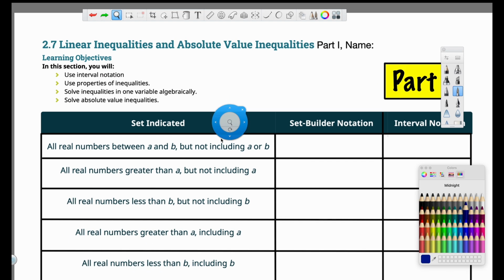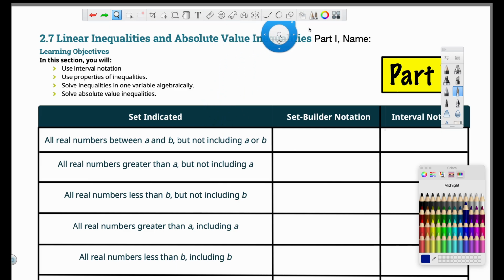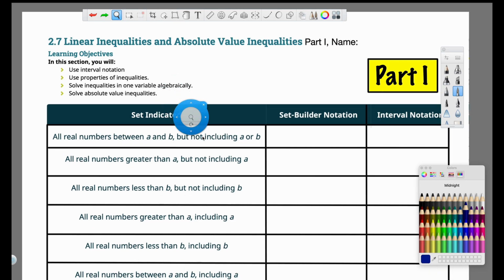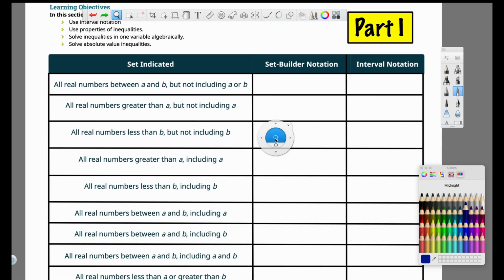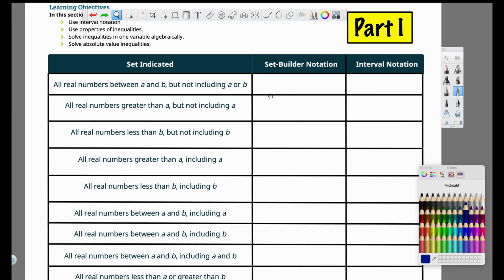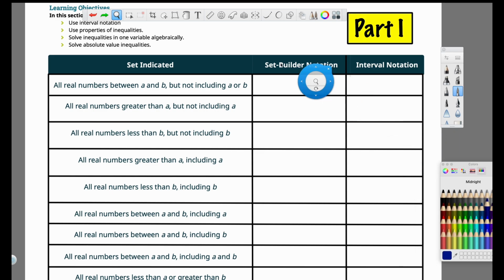In this video, we're going to take a look at the notes for linear inequalities and absolute value inequalities. This one's part one, so we're just going to do the first couple of objectives. In this section, it's really important to understand new types of notation for what our values for x can be. And so we're working with real numbers here.